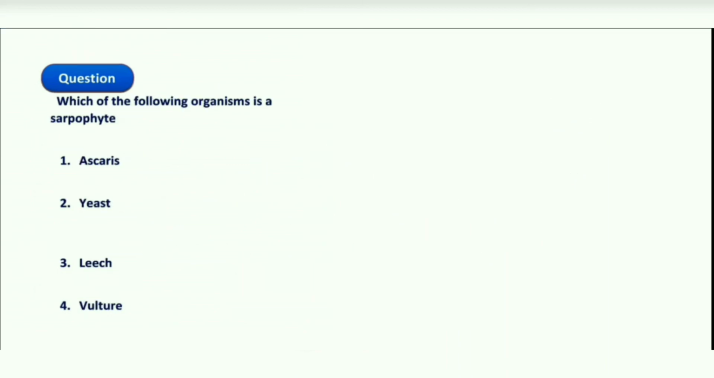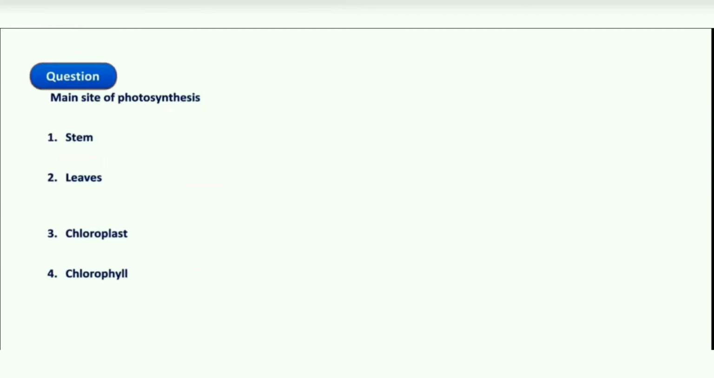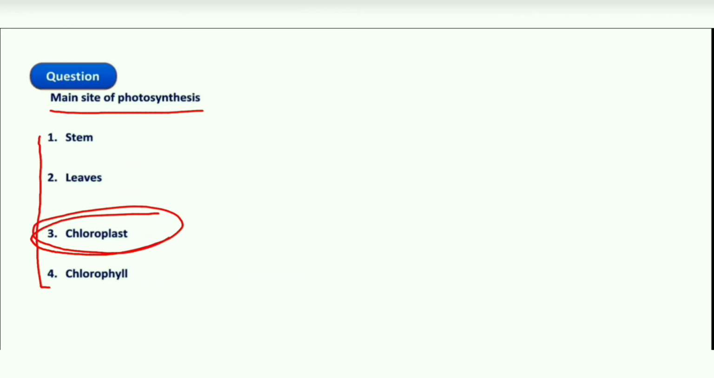Now coming to the next question: which of the following organisms is a saprophyte? We have discussed it before, and the answer is yeast. Next question: the main site of photosynthesis, where photosynthesis takes place. The answer is the chloroplast, because the chloroplast contains the chlorophyll.